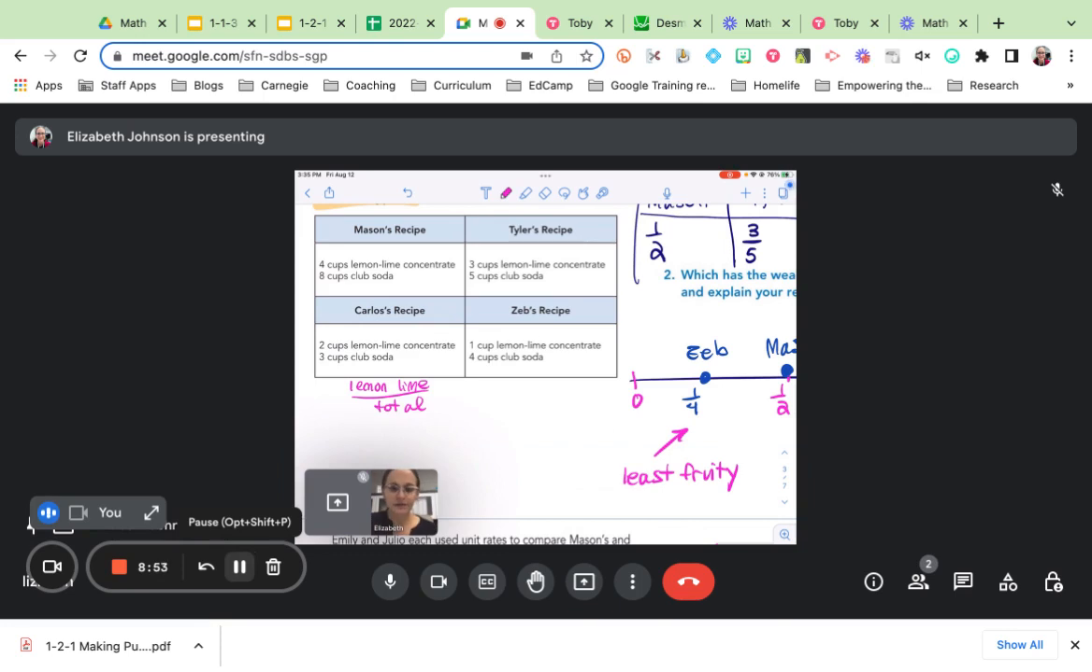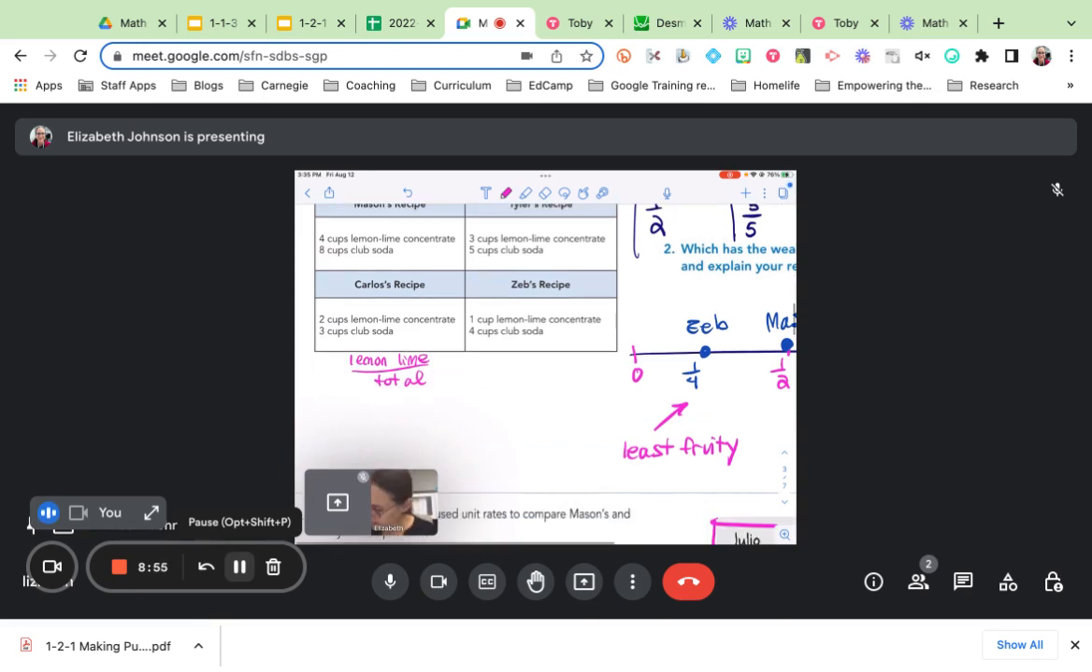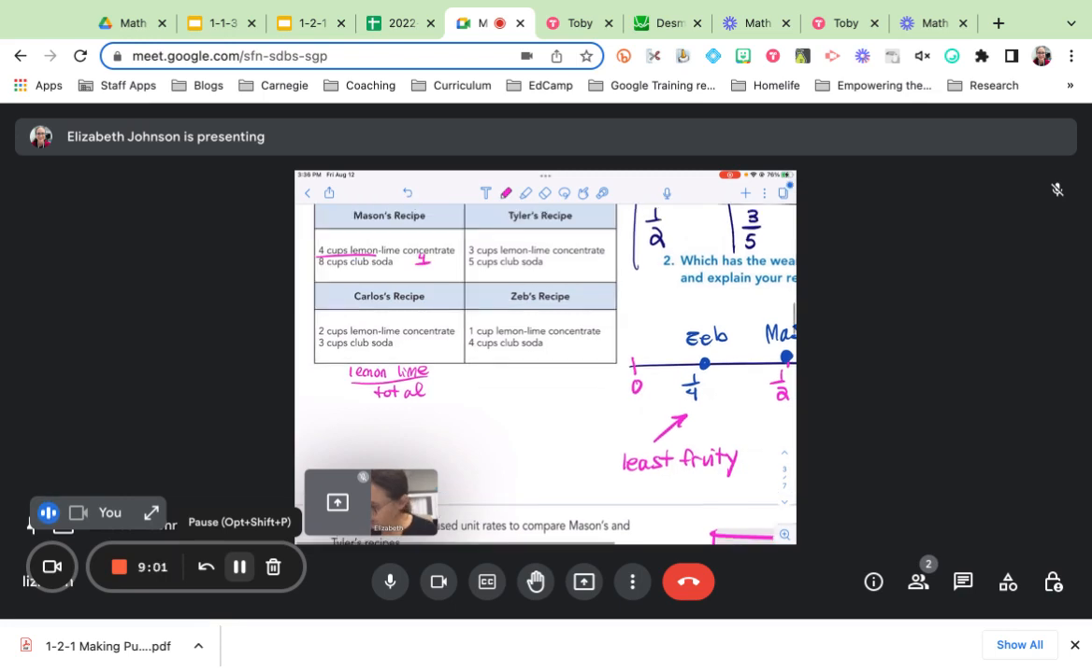Now, here's how we do that. We're going to have the amount of lemon lime in our numerator. So for Mason, that would be 4. And then on the bottom in our denominator, we're going to have the total. So 4 plus 8 is 12. 12 is our denominator. So 4 out of 12 is our ratio for Mason's recipe. I'm just going to write that as 1/3.